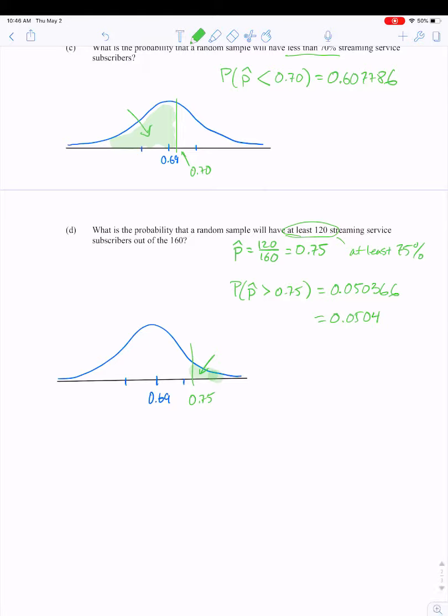0.0504, since 0.05036 becomes a 4. Now further, someone could ask you, would that be unusual? And you would say, no, because it's a little bit more than a 5% chance, so that would not be unusual. I didn't ask that here, but it's just something you can throw in. All right, so keep in mind when you're talking about proportions, when you see proportions in the problem, it's kind of a giveaway.